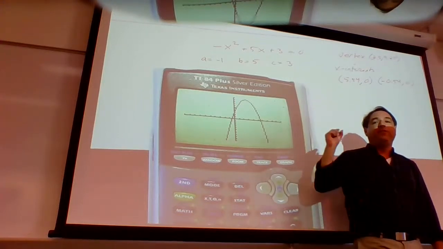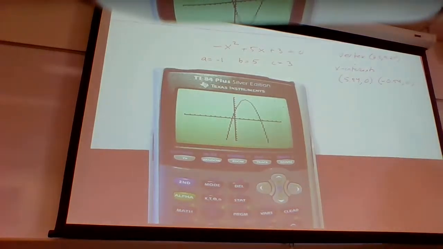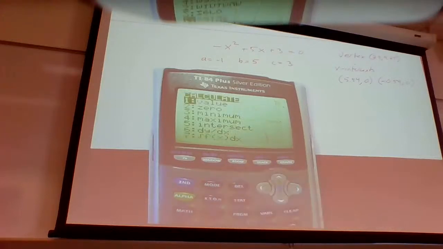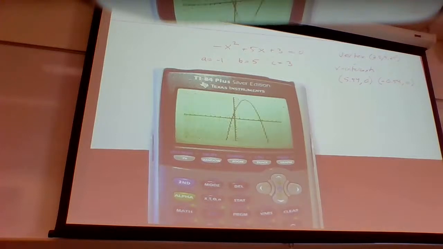Number 1, and we did this last time, we're reviewing. How do you find the vertex, which we already know is 2.5, 9.25? What do I press? Second trace. Take notes. We're trying to find vertex. It's a sad face. So what would vertex be called? Maximum. Number 4. And then we answer the questions. What's the first question? Left bound. Go anywhere to the left of the vertex, press enter. Second question.